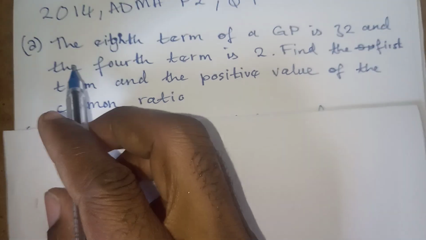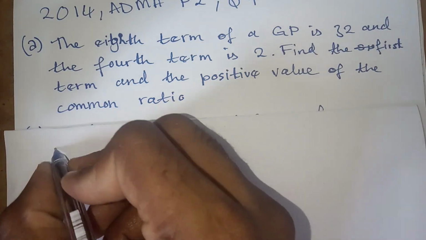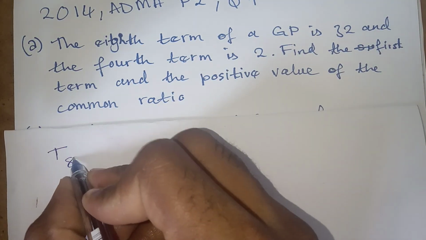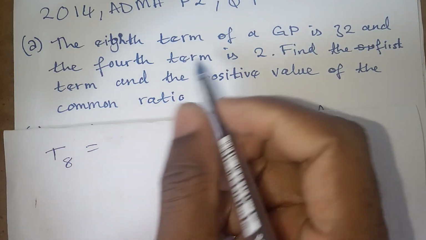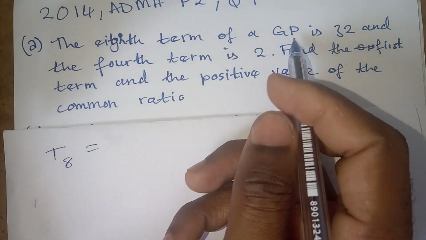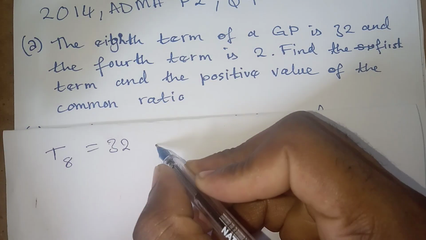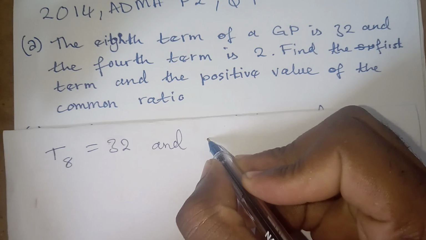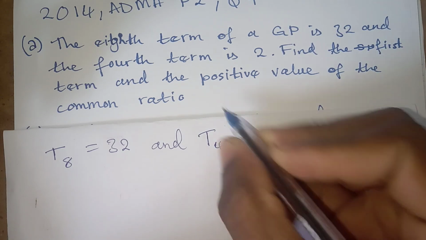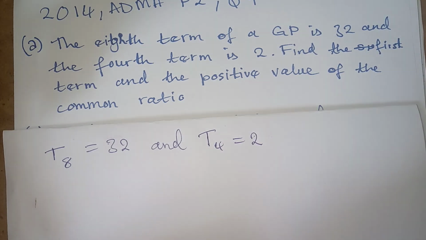Okay, so the eighth term of a GP, so we are dealing with a geometric progression, is 32, and the fourth term is 2. Find the first term and the positive value of the common ratio.